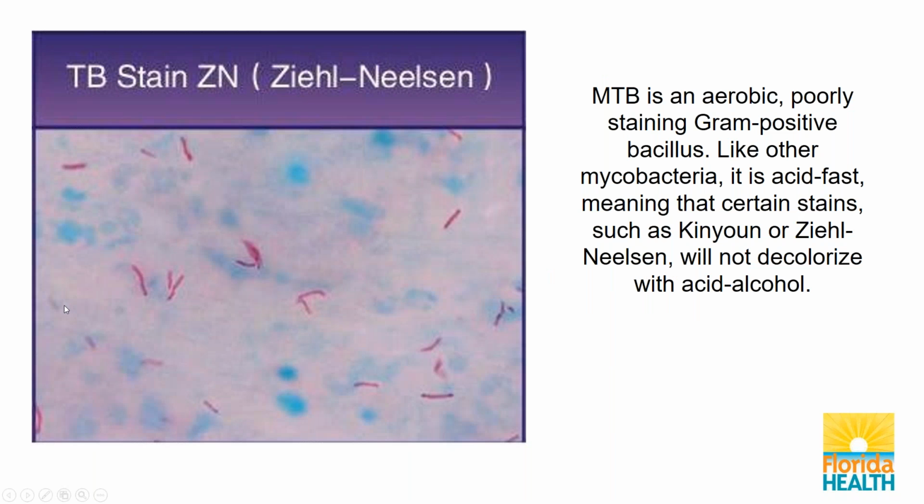I'm good. Okay. So this is our acid-fast stain, the Ziehl-Neelsen stain. Remember, we went over this, I think 2 weeks ago, the acid-fast stain, how you need to apply heat in order for that stain to actually bind to this microbe. Mycobacterium tuberculosis is an aerobic, poorly staining gram-positive bacillus. Like other mycobacteria, it is acid-fast, meaning that certain stains, such as quinine or Ziehl-Neelsen, will not decolorize with acid alcohol.